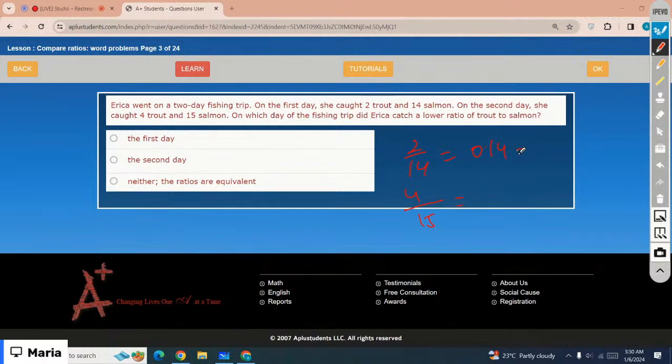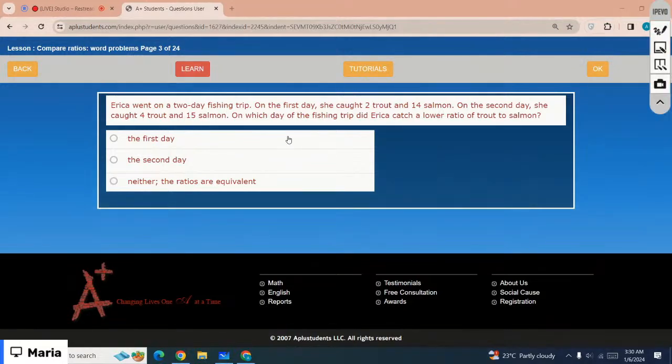That is 0.14 times 100, that is 14%. And the other one is 4 divided by 15, that is 26%. So who has the lower ratio? On the first day, they have the lower ratio. The correct option is the first day. Got it? The correct option is the first day they have the lower ratio.